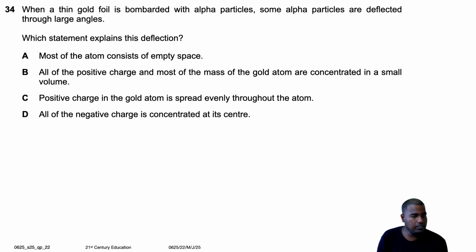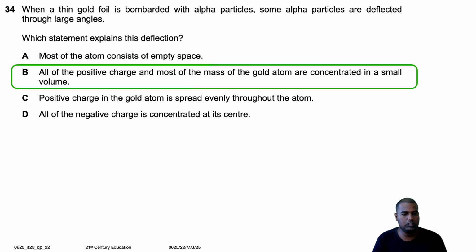When a thin gold foil is bombarded with alpha particles, some alpha particles are deflected through large angles. Which statement explains this deflection? Actually, most of the statements are correct, but which explains this deflection? All positive charge and most of the mass of the gold atom are concentrated in a small volume. That's why only some alpha particles are deflected through large angles. Most of the atom consists of empty space also, right? But that's not why only a few are deflected. That we can get from most of the alpha particles passing through.